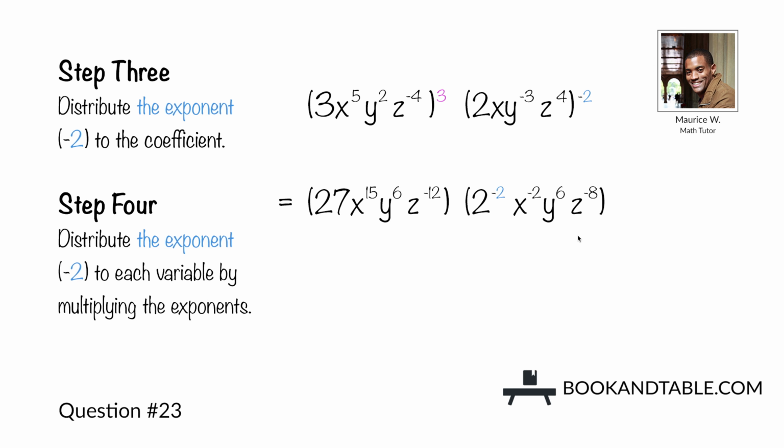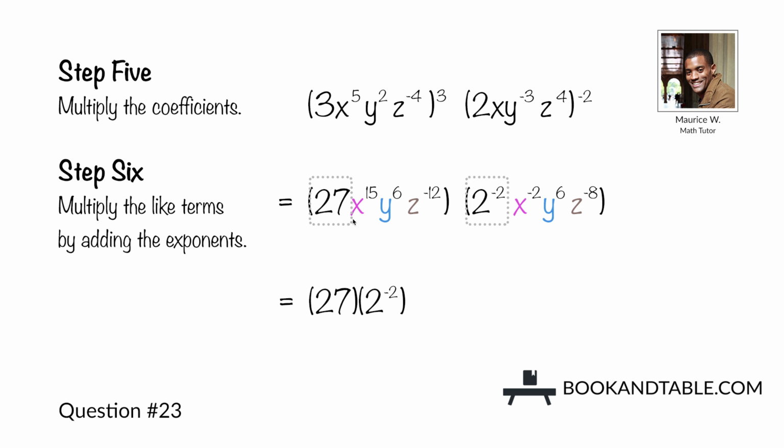We can simplify our like terms by multiplying them, and then we add their exponents. We'll change this to a positive exponent in a second, but if we multiply our coefficients, we get this. We'll switch this to the denominator in a moment. We then multiply the like terms by adding the exponents. X to a power of 15 times x to the negative 2 is x to the 15 minus 2, which is 13.